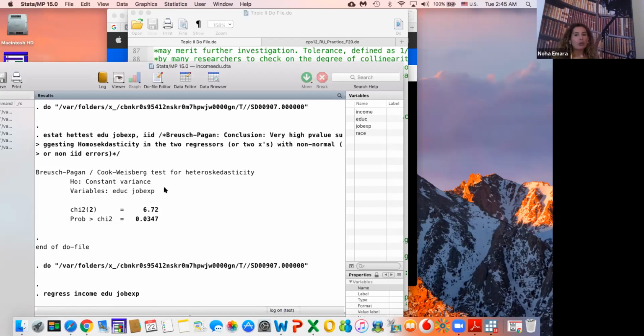I wanted to also explain something. Here I'm referring to the 5% as my benchmark, right? What if I'm referring to the 1%? This number exceeds the 1%. So under the 1% significance level, I can say that this number is big because 3.47 exceeds the 1%. So under the 1%, I have homoskedastic.